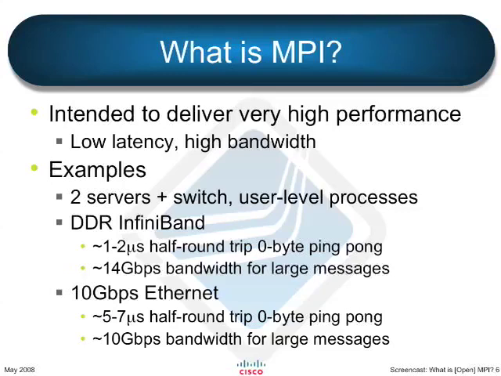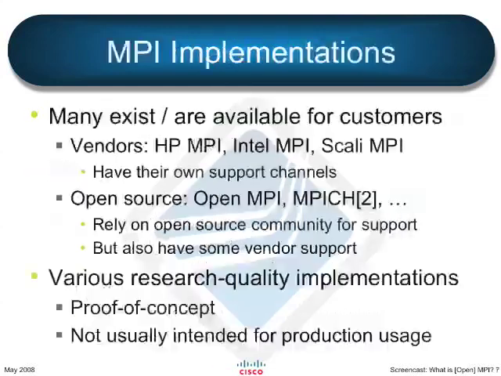Now for 10 gigabit Ethernet, you'll typically see somewhere on the order of 5 to 7 microseconds half round trip for 0-byte ping pongs. And you'll get much closer to the peak bandwidth. You'll get somewhere around 9.8, 9.9 gigabits per second for large messages.